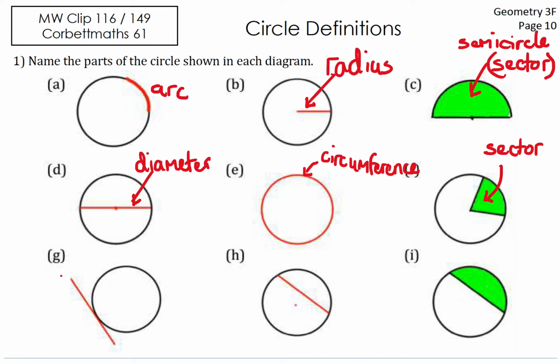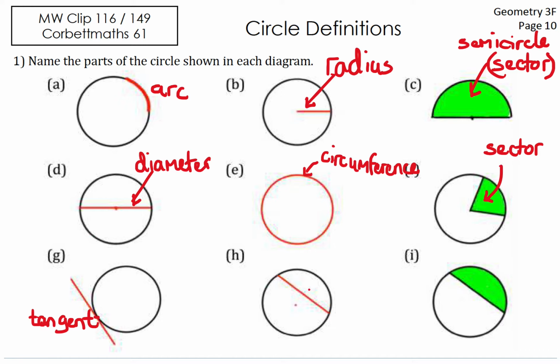On G, we've got a straight line which just touches the circle. It doesn't go inside the circle at any point, just touches it once on the outside about there, and this is called a tangent. So if somebody goes off on a tangent, imagine if you were spinning something around on a bit of string and then you let go, it would travel off in a straight line.